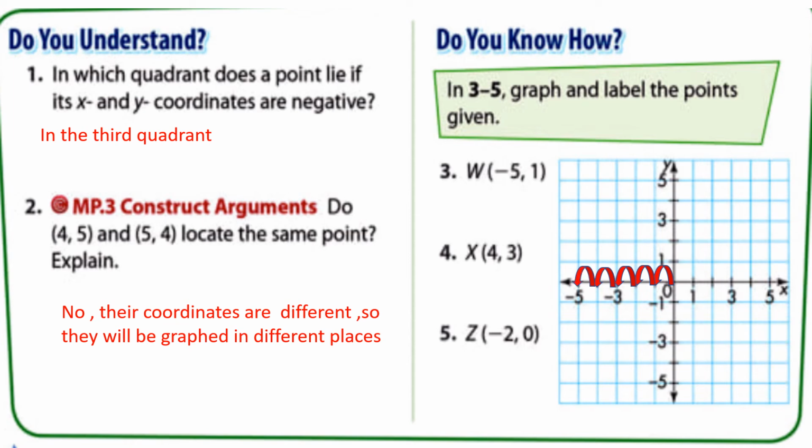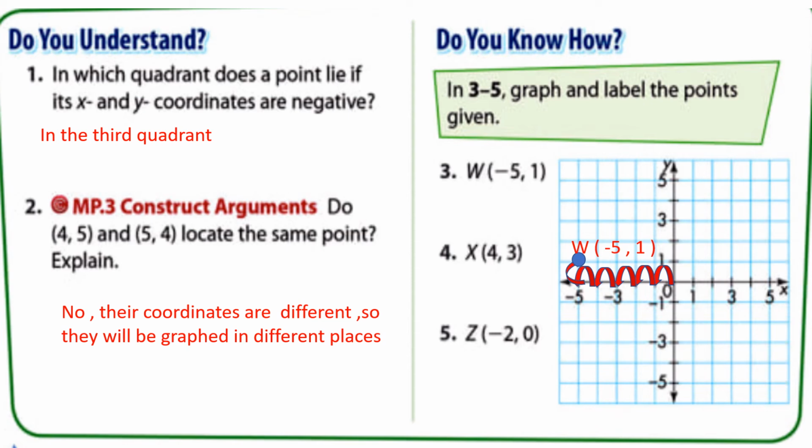Then the y coordinate here is 1. If the y coordinate is 1, it means I'll move up only 1 unit, which will be here, of course, that point, which is the blue point here, that represents point W, which is (-5, 1).